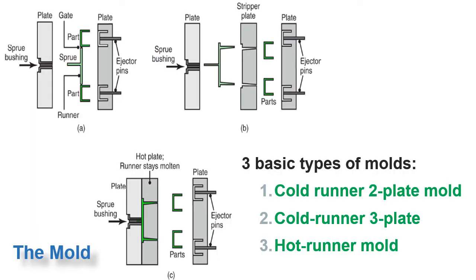The mold in injection molding has complex shapes and good dimensional accuracy. There are three types of molds: the cold runner mold with two plates, the cold runner mold with three plates, and the hot runner mold.